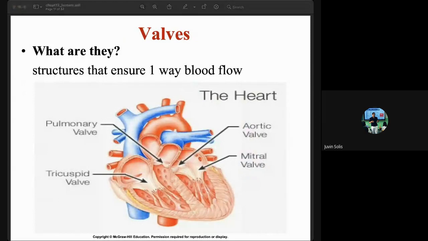Now, let's talk about your valves. For sure, maybe, or not yet, you have heard about this one. Ito yung tinatawag natin na valves. A while ago, we already talked about the one-way kind of blood flow. That is because of our heart valves, structures that ensure one-way blood flow. We will be talking about this one by one. So meron tayong pulmonary valve, tricuspid valve here, your aortic valve on this part, and we also have your mitral valve.